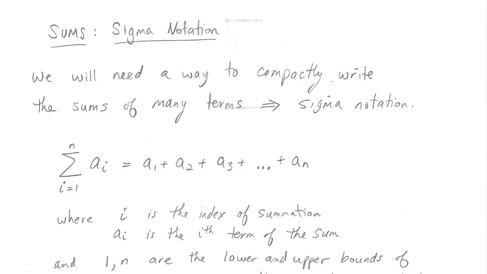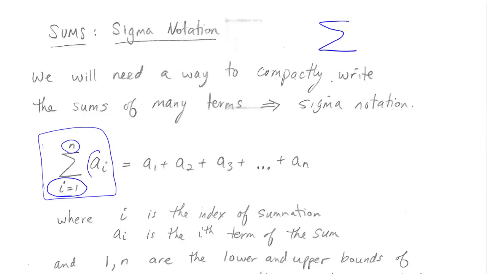So sigma notation is going to allow us to write big sums in a nice compact manner. Here's what the sigma notation looks like. It is this capital sigma, Greek letter, really for sum. Here's what it says. We're going to take the sum from i equals 1 to i equals n of all terms described by a_i.